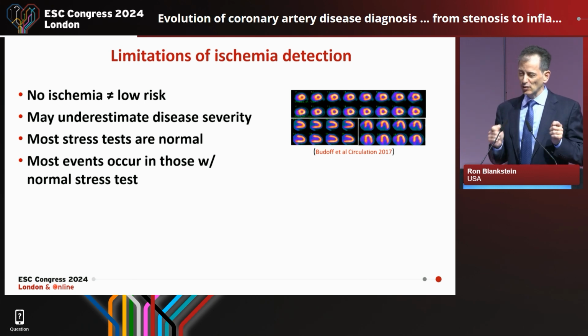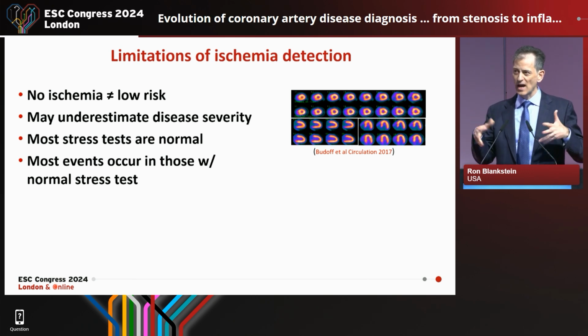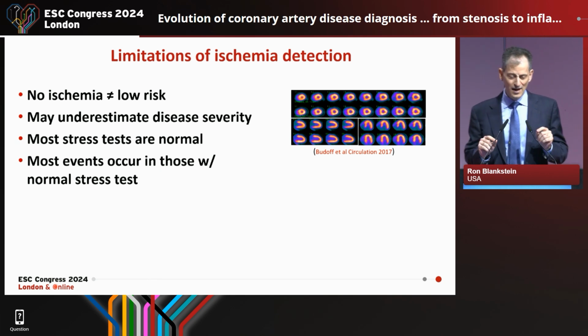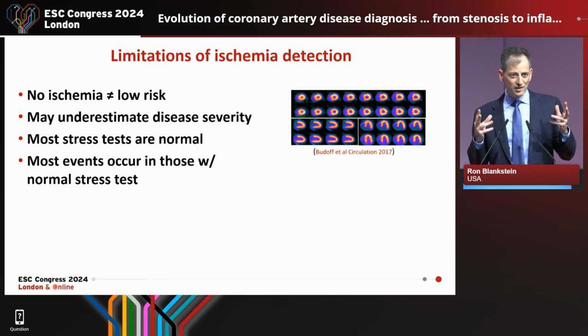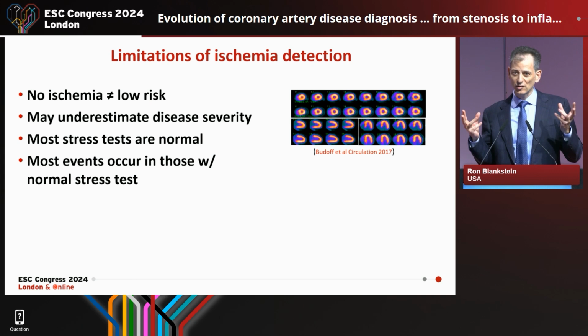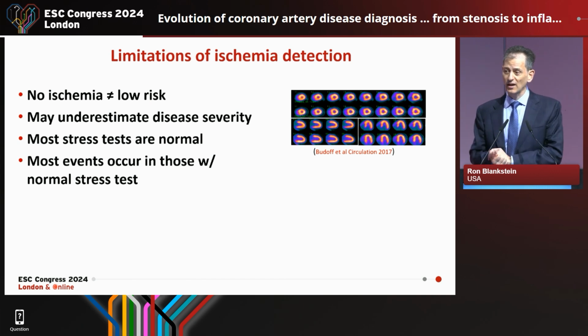And it's not that the stress test is wrong. The stress test is designed to detect flow-limiting disease. It's just that, statistically speaking, there are so many patients with normal stress tests, and some of them may have significant underlying plaque.